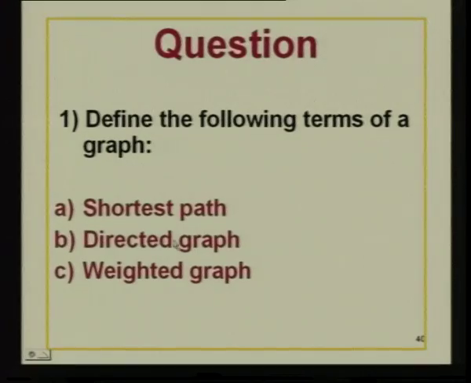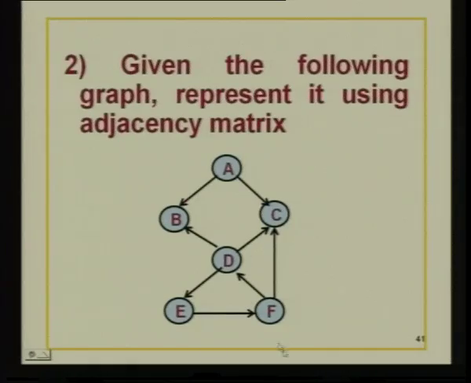So, define the following terms: shortest path, directed graph, weighted graph, and given the following, please represent this graph using an adjacency matrix. So, in this lecture we have basically spoken about the graph, its definitions, basic operations that you do, and the graph terms that we used, the representation. We looked at 3 representations of graphs, and then we looked at a typical algorithm associated with graphs, which was called the graph traversal algorithm. Thank you.